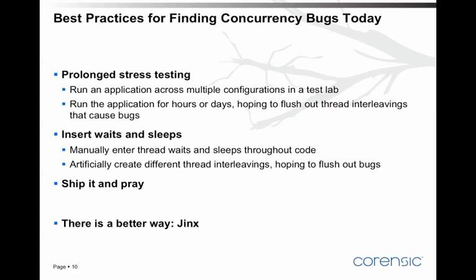And in coupling with that, you would also insert waits and sleeps, probably manually entering thread waits and sleeps throughout your code and trying to artificially create different thread interleavings that could potentially flush out these bugs. And the last one, at the end of the day, you just ship your applications and pray that you've caught all the concurrency bugs in them. And there is a better way.